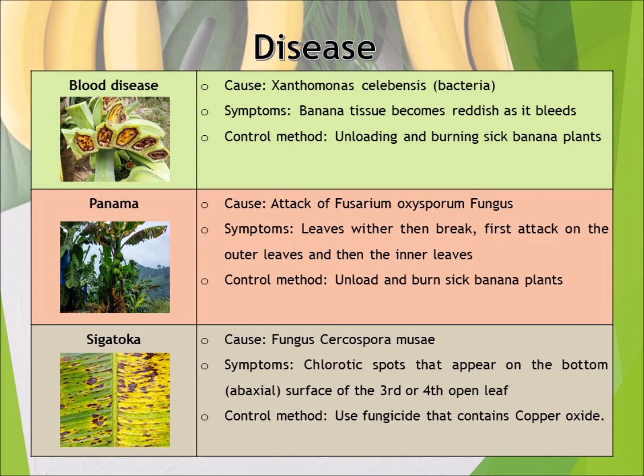Blood disease is caused by Xanthomonas celebensis, which is a type of bacteria. The symptom it shows is that the banana tissue becomes reddish as if it bleeds. To control this disease, uproot and burn the sick banana plants.